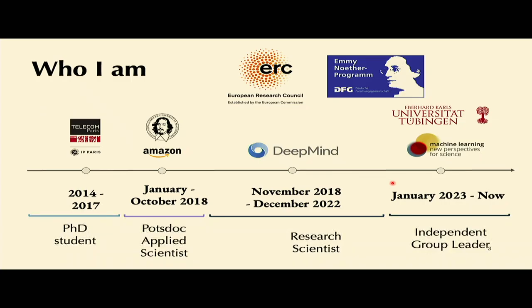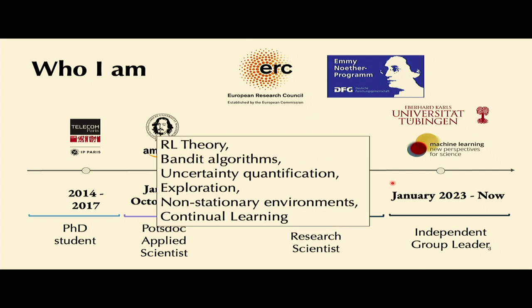Okay, Francesco already said quite a lot about me, so I'll skip the first part. After my PhD, I worked for Amazon, and then I worked for DeepMind for 4 years. I work on all sorts of things, reinforcement learning theory. And recently I moved to the University of Tübingen, where I'm now leading a group, and I've been awarded an ERC starting grant. So I'll be growing my group in the next few years. If you're interested in topics like reinforcement learning theory, bandit algorithms, uncertainty quantification, exploration, non-stationary environments and continual learning, this is more or less what my group is about. If some of these words are not clear for now, I hope that they will be by the end of this class.